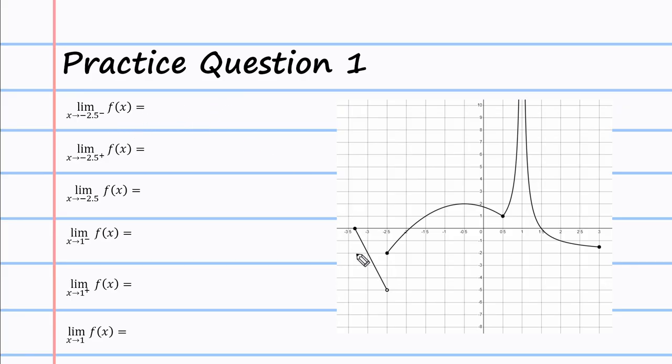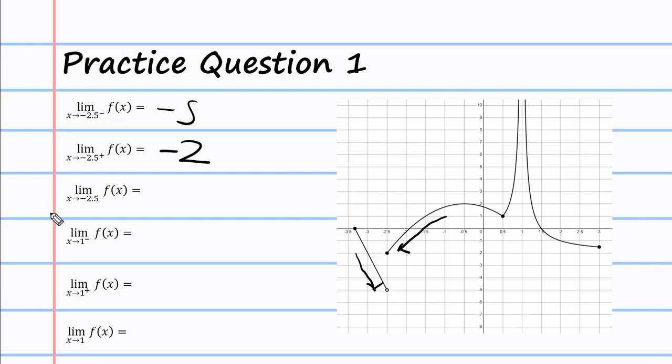well, what does it equal? We see what the function's approaching from the left-hand side, okay? We see that it's approaching negative 5. All right, so now let's look at what this question's asking us. The limit as x approaches negative 2.5 from the right-hand side of f of x is, well, let's see, what is the function approaching? So we look from the right-hand side, we see the function's approaching negative 2.